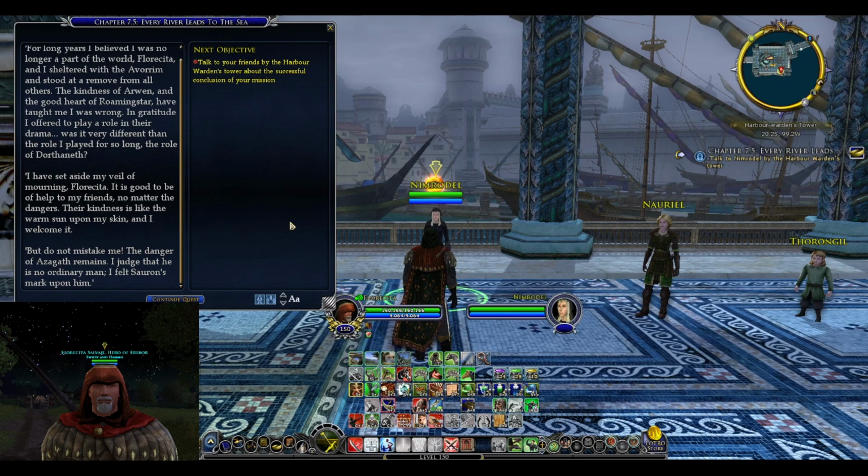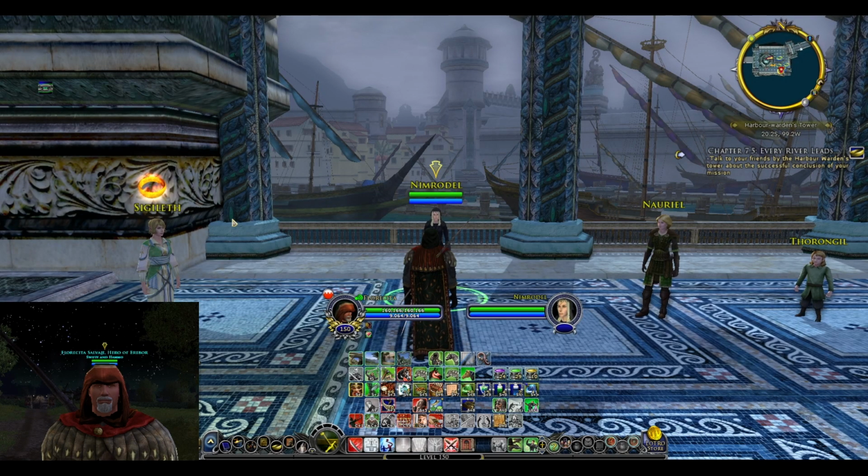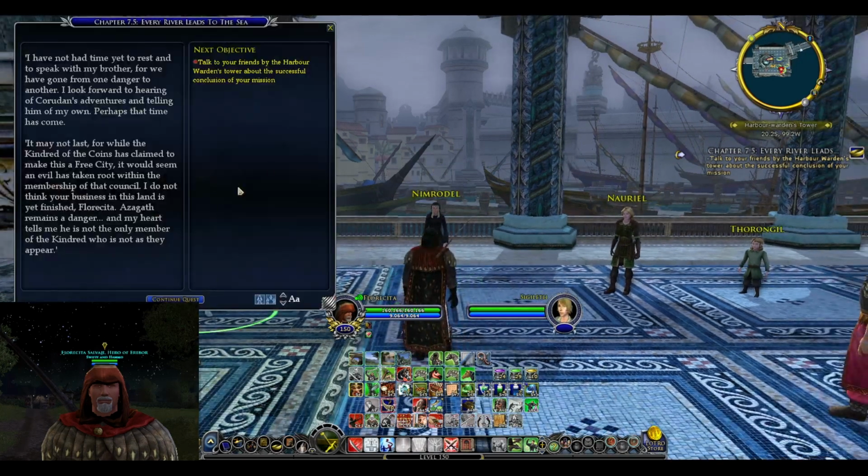But do not mistake me. The danger of Azagath remains. I judge that he is no ordinary man. I felt Sauron's mark upon him. I have not had time yet to rest and to speak with my brother, for we have gone from one danger to another. I look forward to hearing of Corridon's adventures and telling him of my own. Perhaps that time has come.